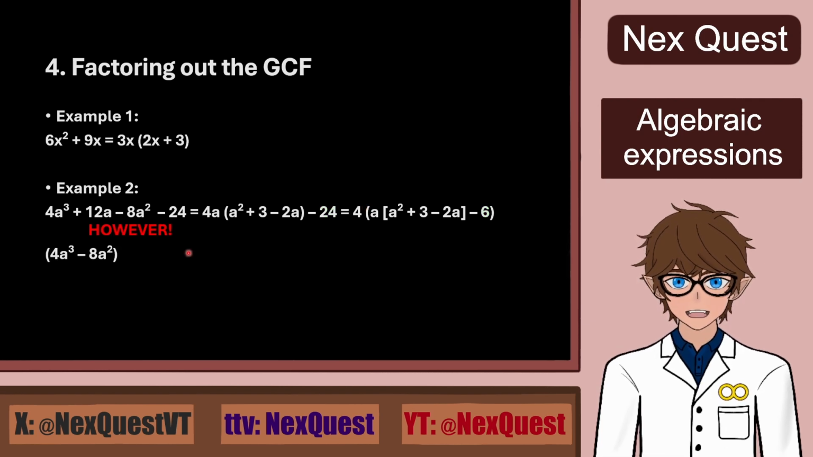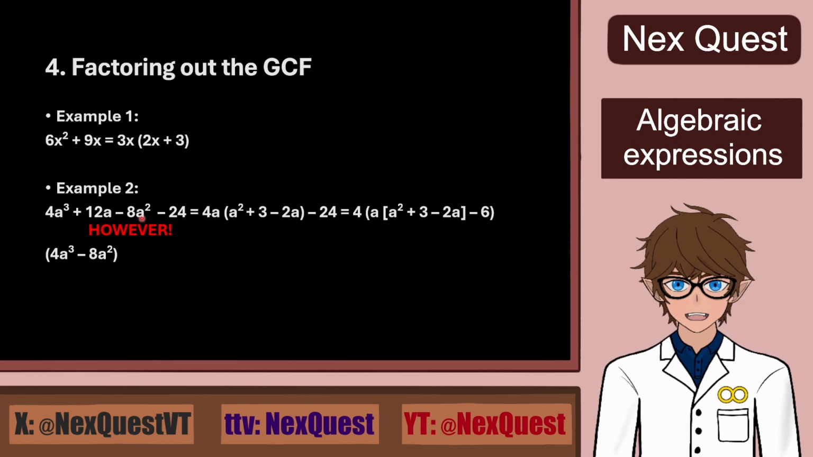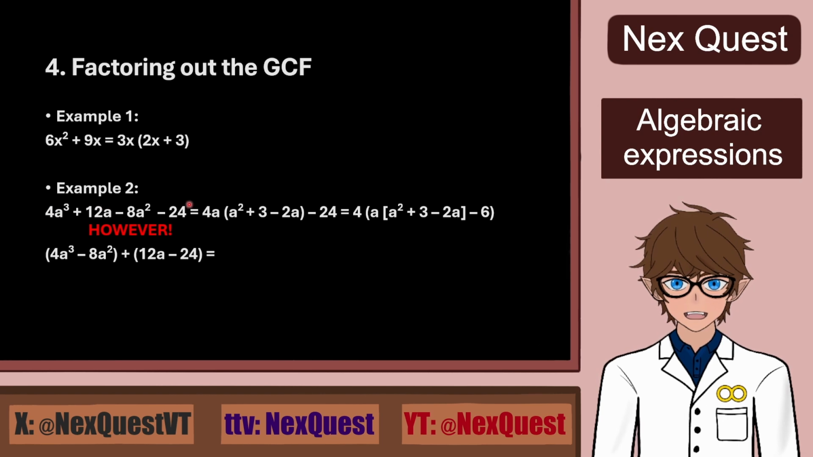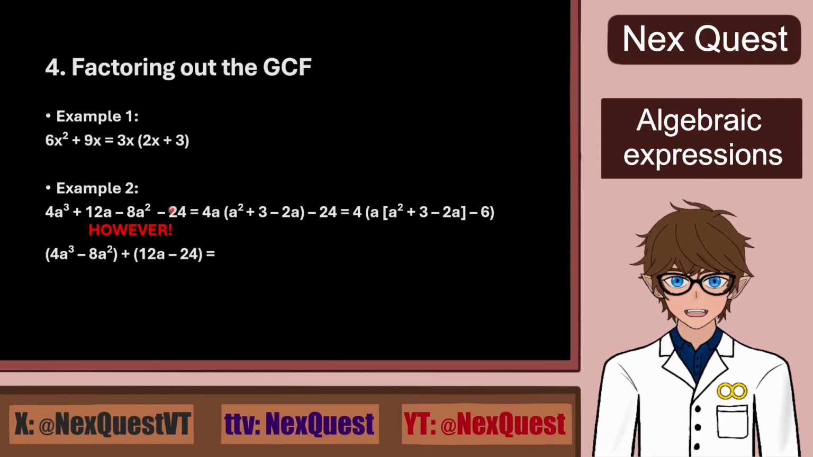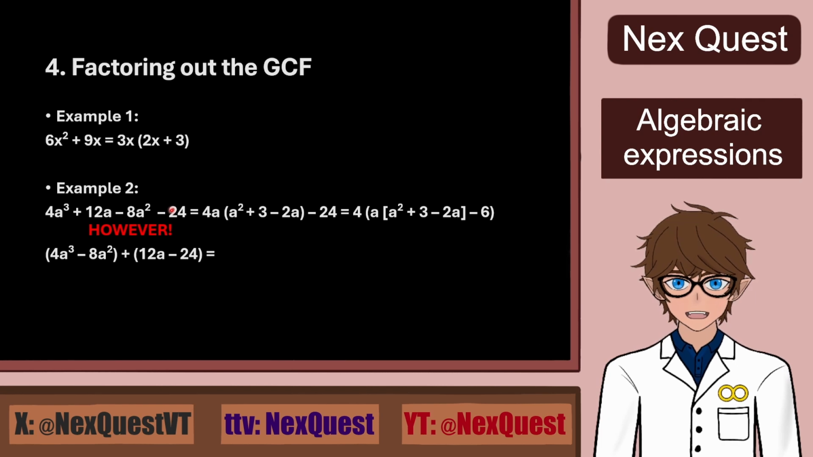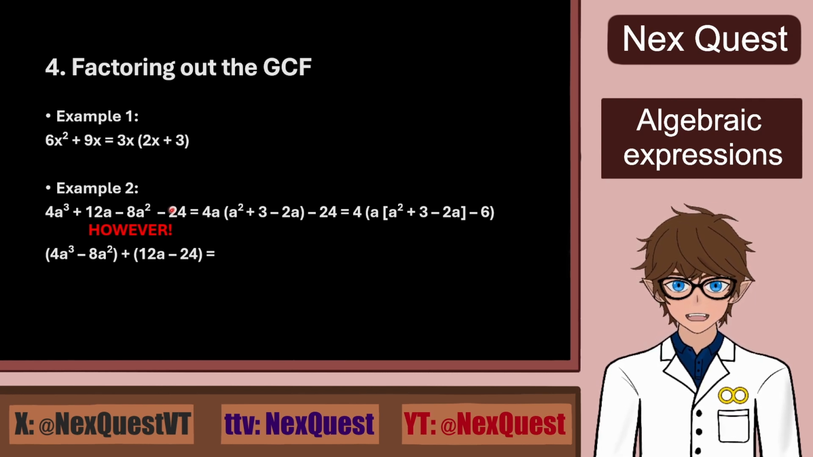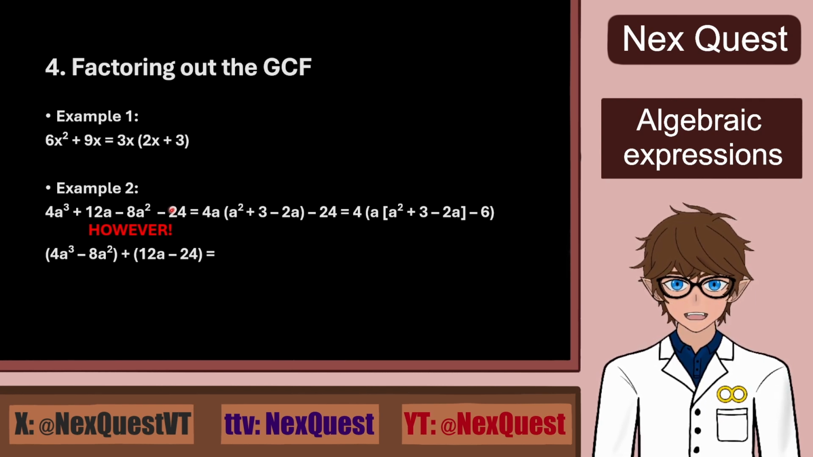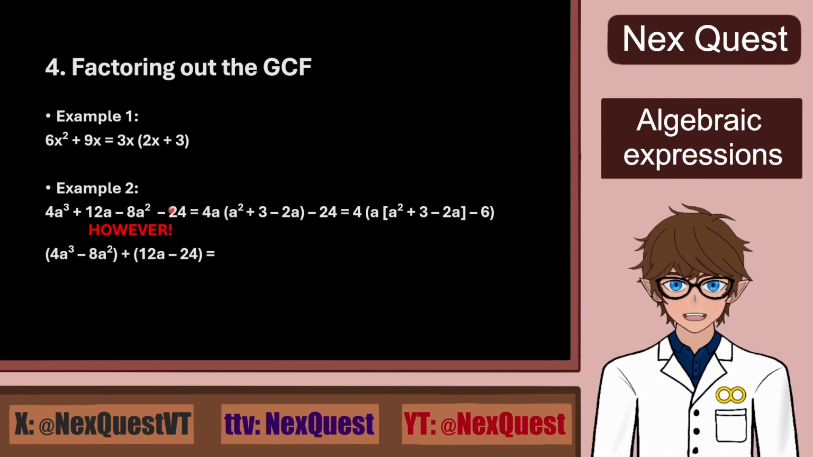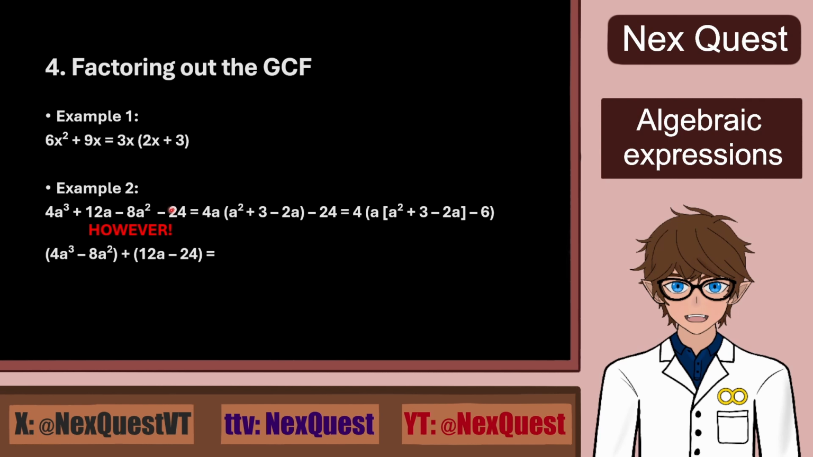However, if we move minus 8a squared forward to group it together with 4a cubed, and then we group together 12a with minus 24, I see something that you probably don't yet, because I have enough mileage of mathematics behind me. And I promise you that when you get so far, you will probably see it too. But that's why we learn. The more you learn, the more you know. So let's start from the beginning.